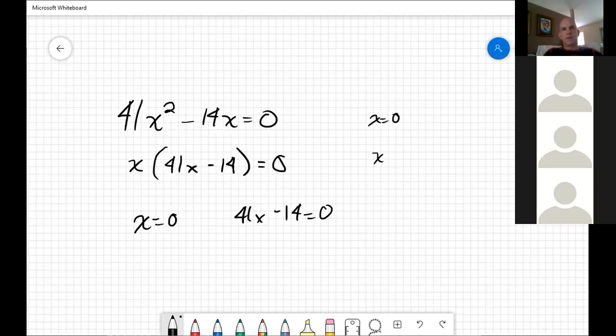And then you just got to figure out what the other one is, and that comes from this one. So you would add. And the other one is just 14 over 41, right? Yeah. All right.